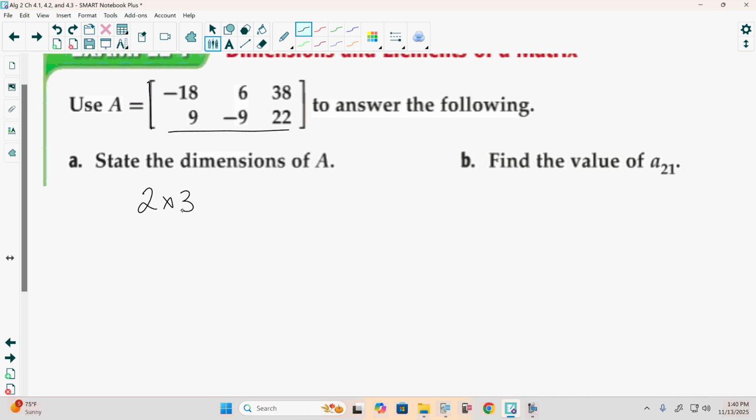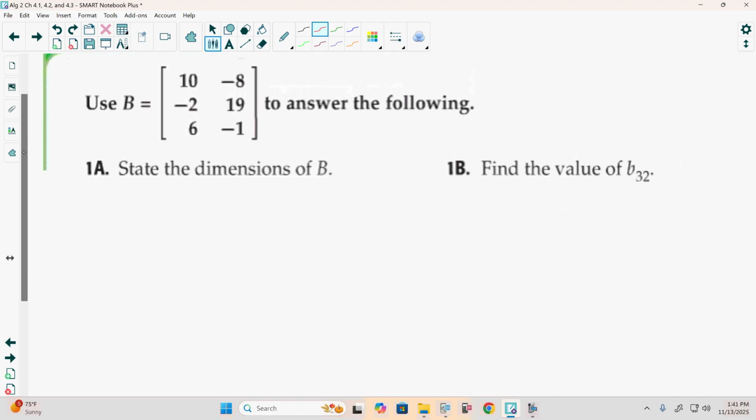Part B, find A2,1. Since we're talking about lowercase a, we're talking about the element. So we're going to go to the second row, first column. Second row, first column is 9. So A21 is 9. Yeah, find the value of A21. Questions on these here? Are you ready for the next one?